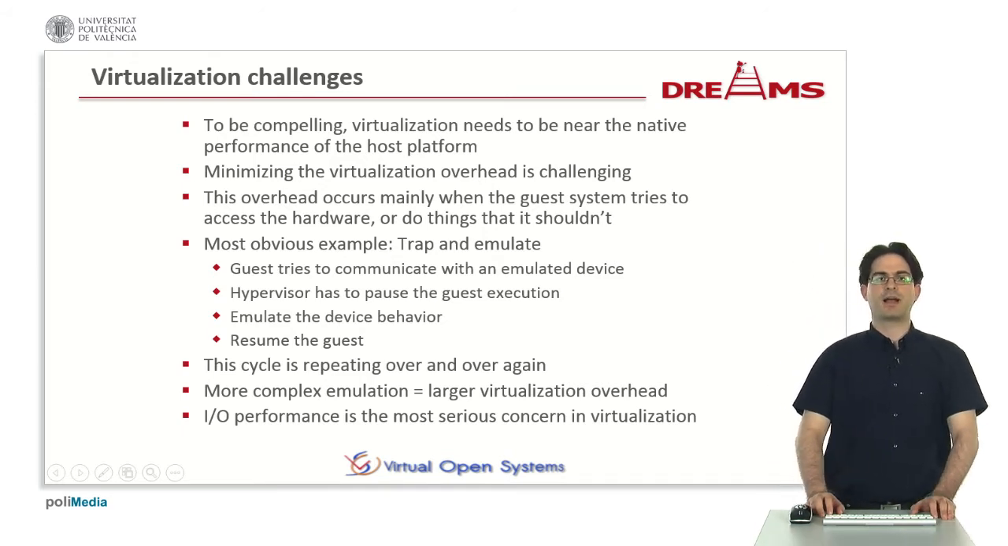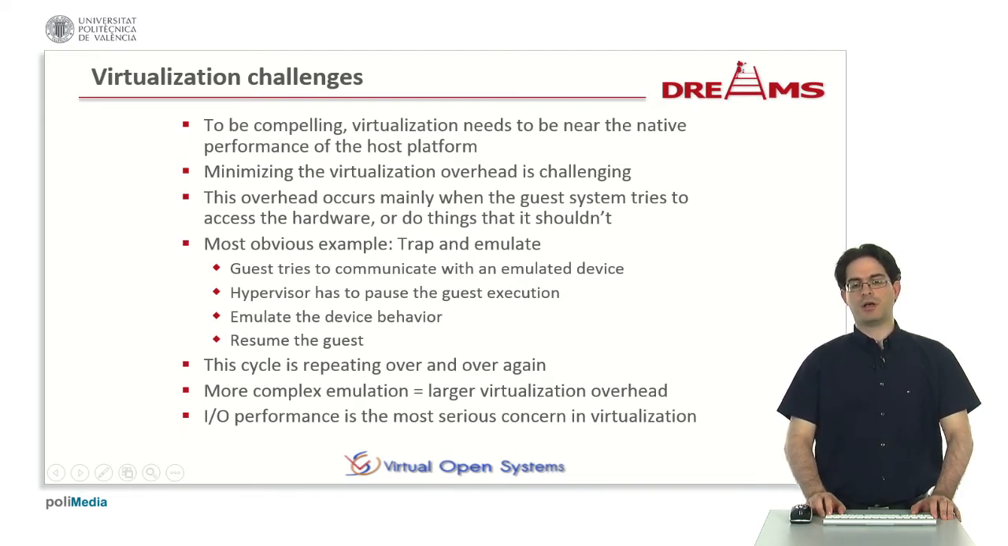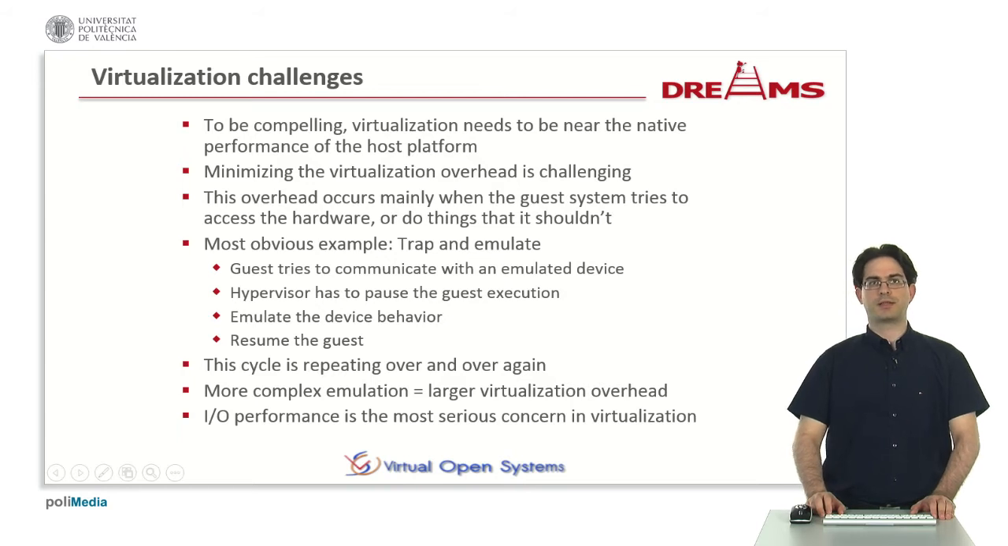The never-ending cycle of virtualization is: the guest tries to do something, the hypervisor traps and pauses the guest, emulates the behavior, then resumes. Of course, this is very costly. More complex emulation devices equals larger virtualization overhead. And in the end, all that matters in virtualization is I/O performance. I say this because almost all hypervisors manage to offer performance that is near native for CPU and memory workloads. But input-output, such as storage devices and network controllers, is the most important challenge in virtualization.